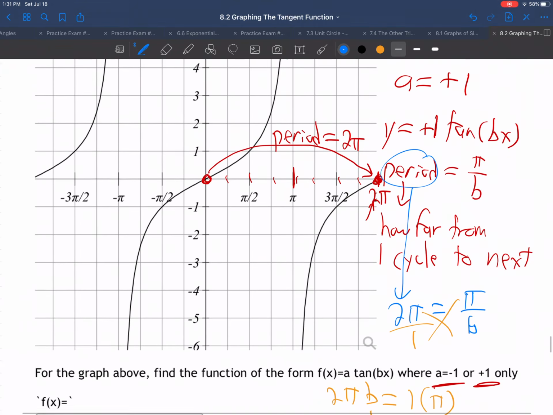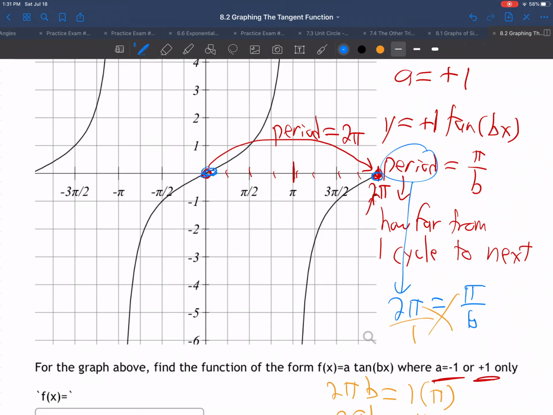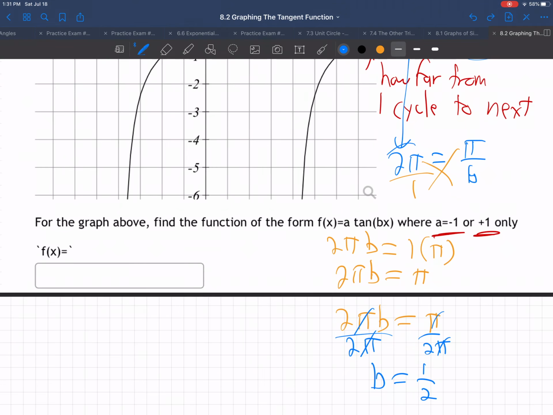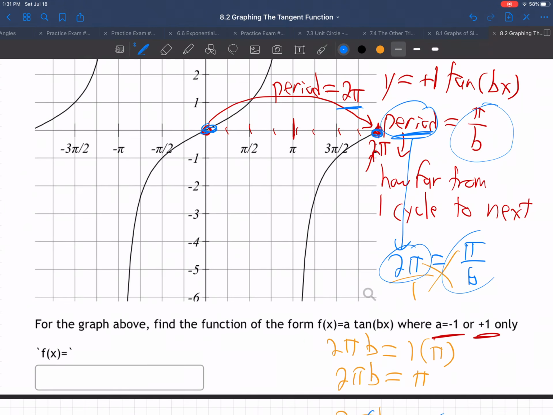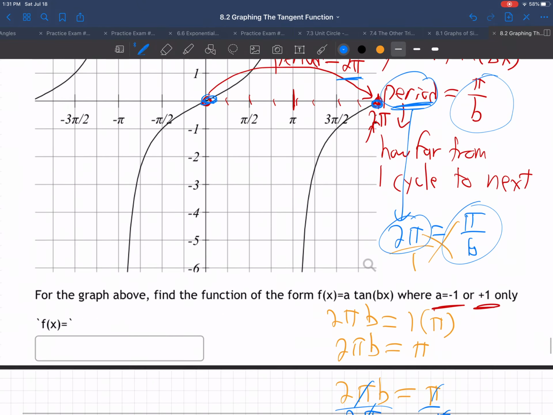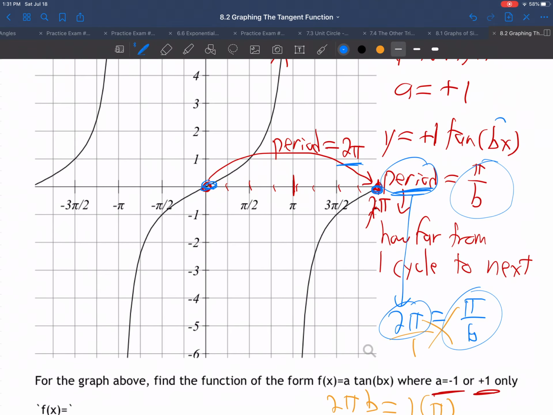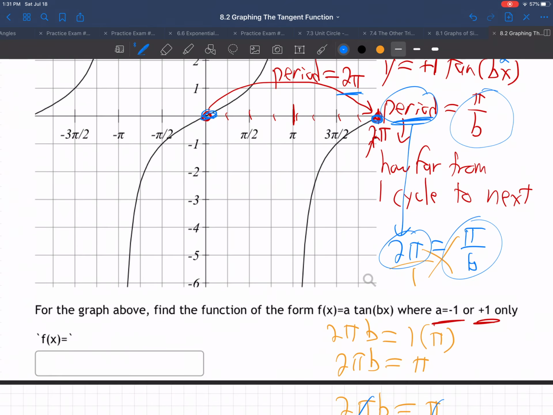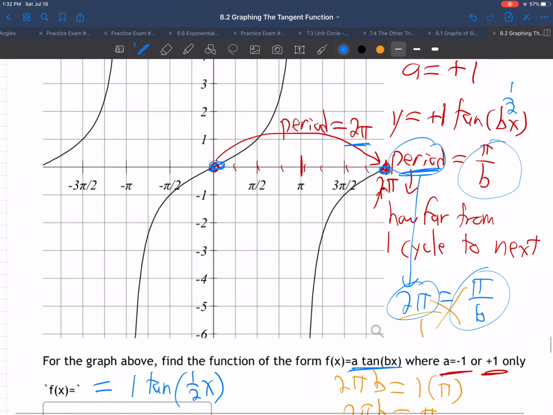So we found it. How did we find it? We looked on the graph, we found the period. How far from one cycle to the next? We could tell it was 2 pi. Then we used the formula. The period is always pi over b. Remember, for sine and cosine, the formula was 2 pi over b. But for tangent, it's just pi over b. So we cross multiplied and solved for b, b is 1/2. We know that a is 1, so this must be equal to 1 tangent 1/2 x. That must be the formula for that tangent.